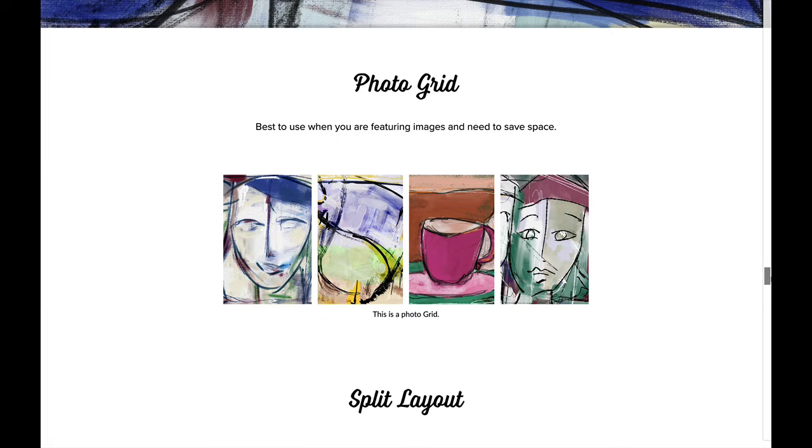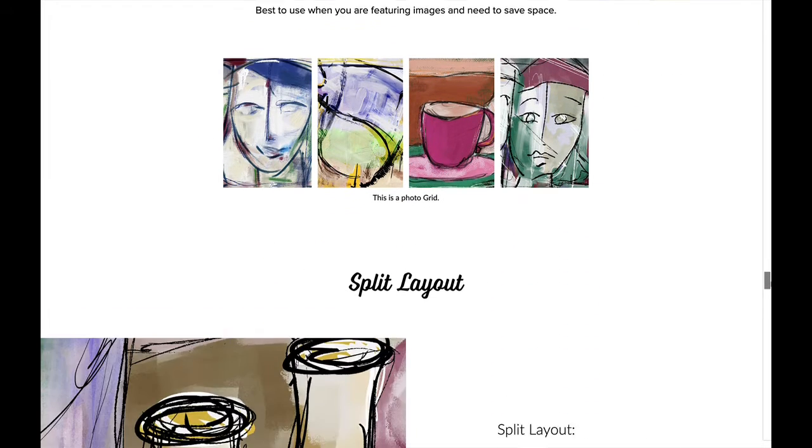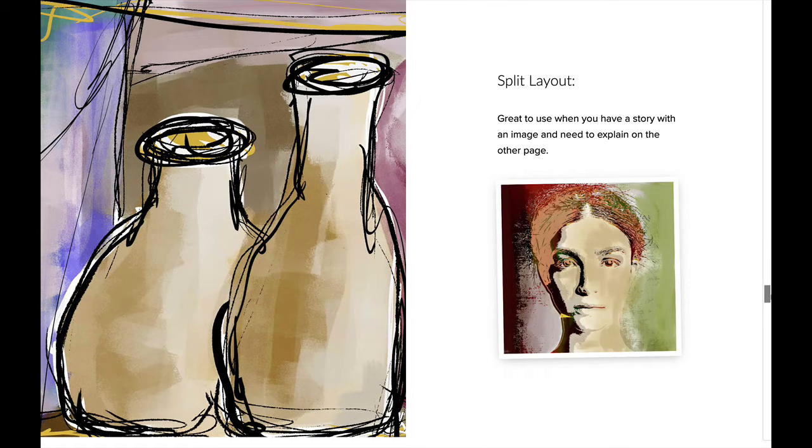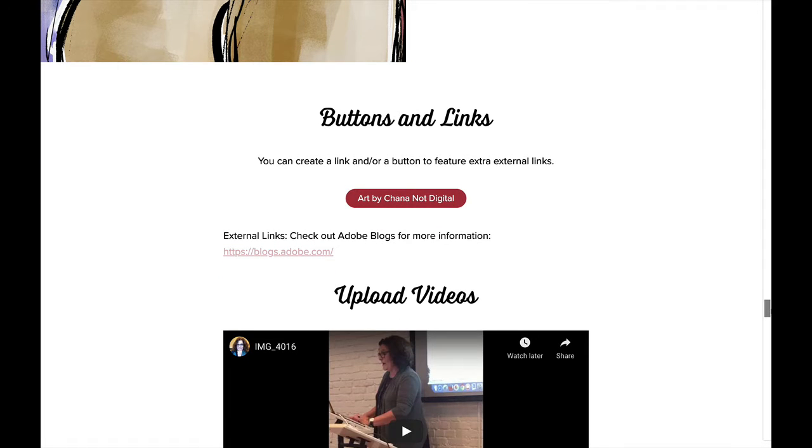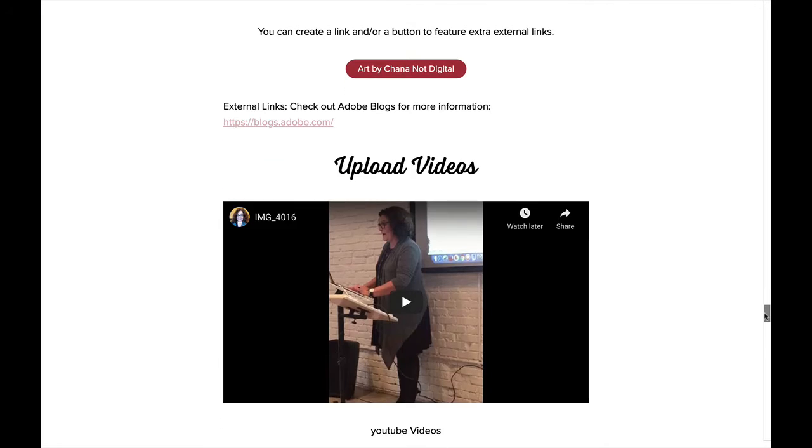This is a photo grid, and you can see a bunch of my images over here. This is a split layout, and you can see here I can have my image and everything about that. Then I can create buttons and other links. So you can see here, I have Art by Hannah, not digital. I created another link to it, so you can go and see some other art of mine. I can have another external link over here.